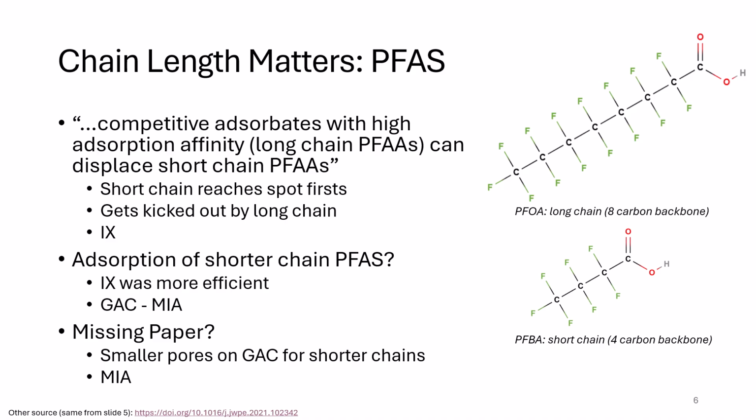I remember I was reading a paper last fall, 2024, about how they managed to engineer a type of GAC with very small pores. These small pores allowed the shorter PFAS to come in, and the long PFAS couldn't enter. So basically, the shorter chain PFAS was removed by GAC, and I can't find that paper. So if anyone knows the name or can find it for me, that'd be great.